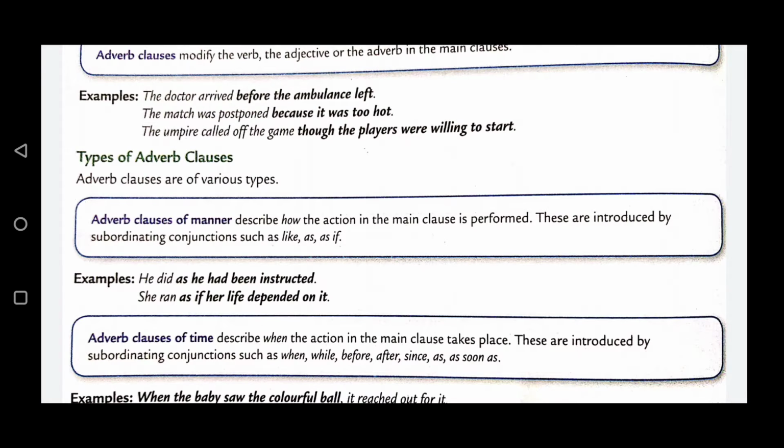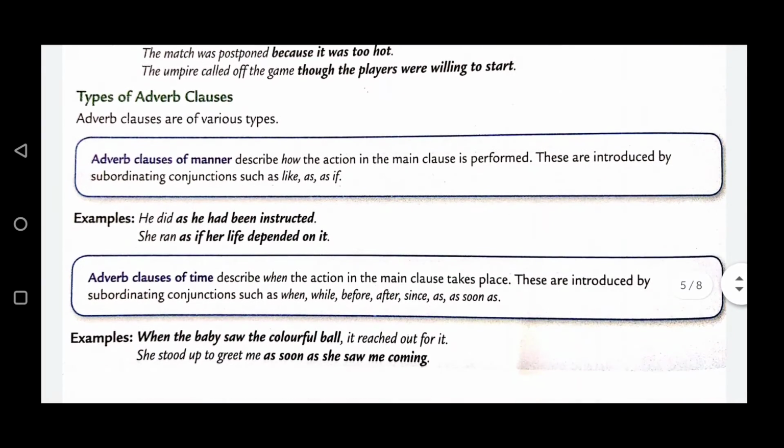The match was postponed because it was too hot. Because is something that tells us the reason. The umpire called off the game though the players were willing to start. This tells us something about concession. Now we shall be doing each in detail. Types of adverb clauses. Now, various types of adverb clauses, I said. Let's start with the first one.